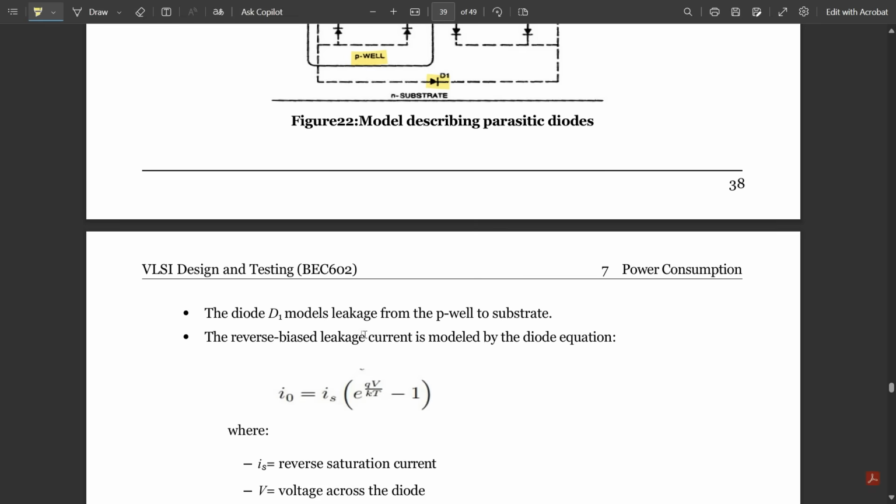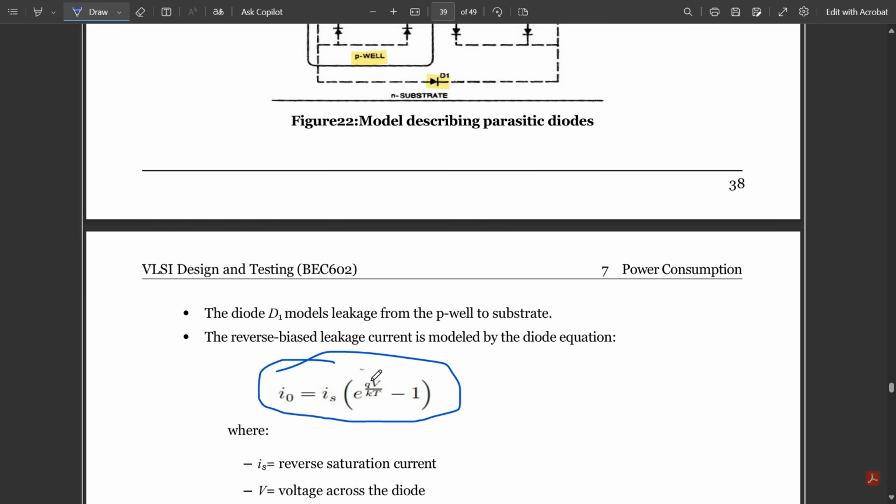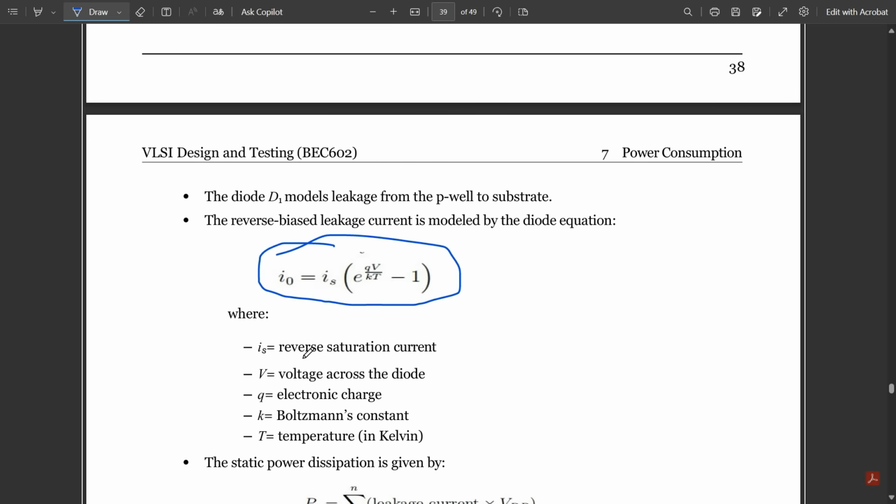The reverse bias leakage current is modeled by the diode equation, which you all might know: I naught is equal to Is into e to the power QV by KT minus 1. This is not new to you, where Is is the reverse saturation current, V is the voltage across the diode, Q is the electronic charge, K is the Boltzmann constant, and T is the temperature in Kelvin.